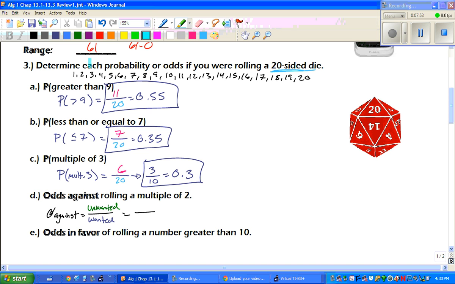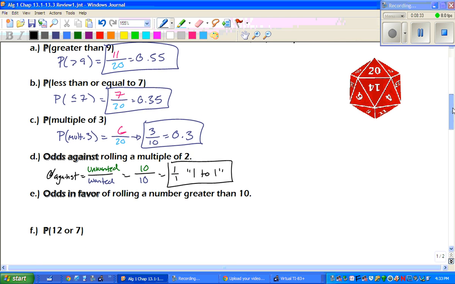A multiple of 2 is what we want. So 2, 4, 6, 8, 10, 12, 16, 18, 20. 2, 3, 4, 5, 6, 7, 8, 9, 10. So there's 10. 10 wanted, which means there are 10 numbers remaining. Okay? And if there are 10 numbers remaining, the first thing we always do is reduce that, and that is a 1-to-1 odd. So you're either going to get a multiple of 2 or you're not. So there's a 1-to-1 chance that that's going to happen.